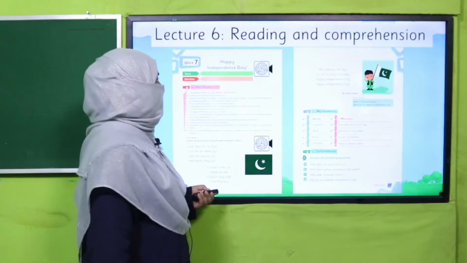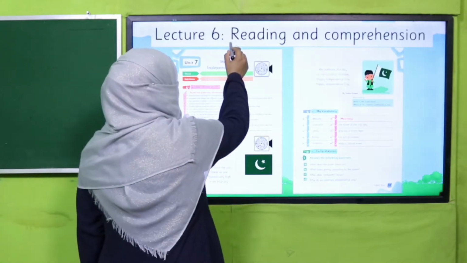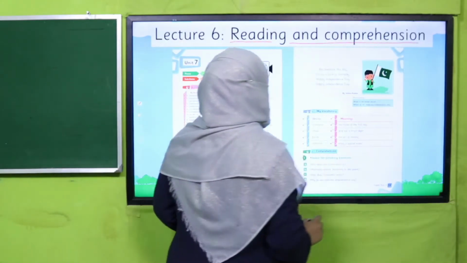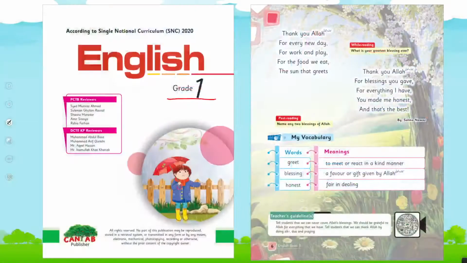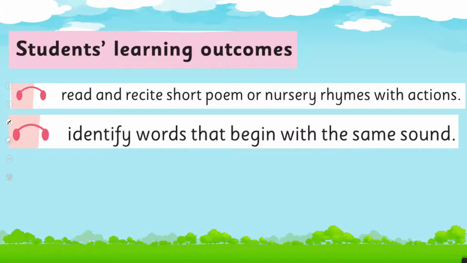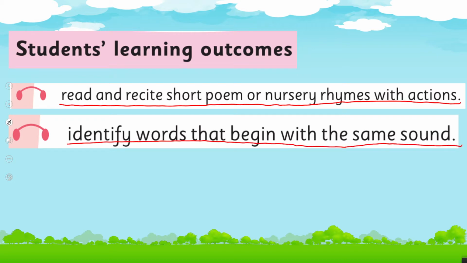Yes, my dear students, today we are going to read and comprehend this beautiful poem. And before this in English for grade 1, we have learned how to recite a poem with action. So we'll repeat this exercise. Read and recite short poem or nursery rhyme with actions and identify words that begin with the same sound. These are our today's SLOs.